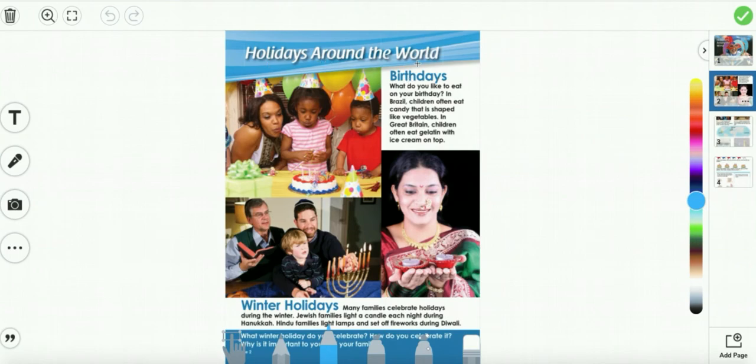Holidays around the world. Birthdays. What do you like to eat on your birthday? In Brazil, children often eat candy that is shaped like vegetables. In Great Britain, children often eat gelatin with ice cream on top. How do you celebrate your birthday? Is there anything special that you eat?